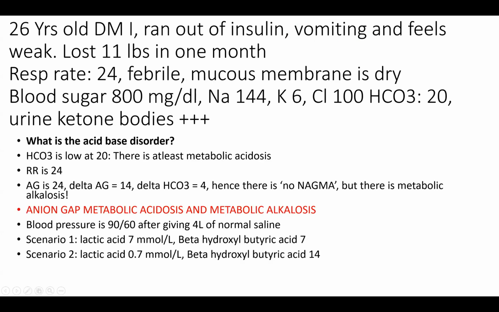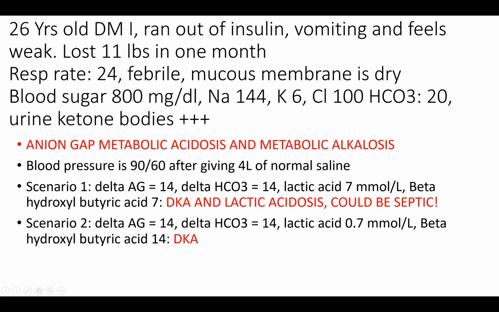Same patient, supposing blood pressure is 90 over 60 and you have already given 4 liters of normal saline. Now I'll give you two scenarios. Look at the bottom 3 lines of the slide. Scenario 1: lactic acid is 7, beta-hydroxybutyric acid is 7. Remember, anion gap is 14. So the anion gap of 14 is contributed by beta-hydroxybutyric acid and lactic acid. Second scenario, all the anion gap is contributed by beta-hydroxybutyric acid.